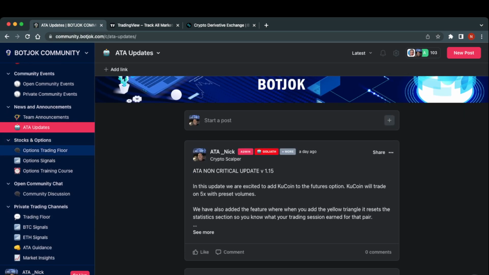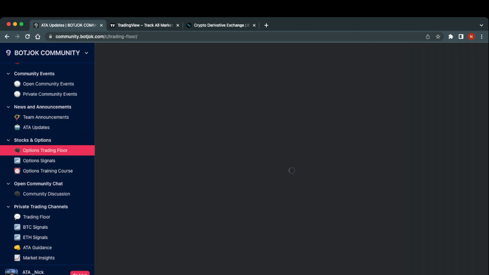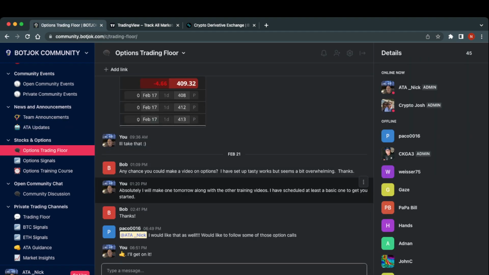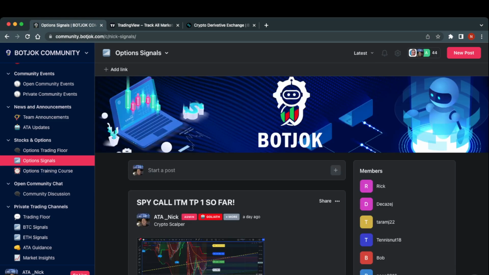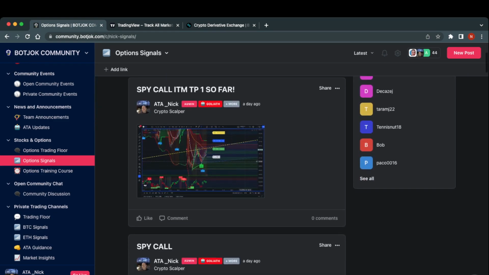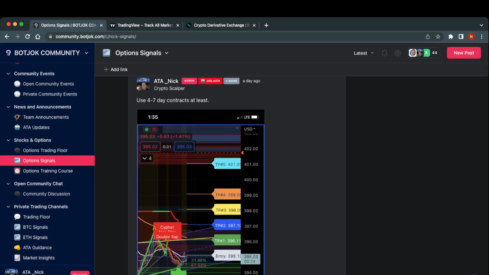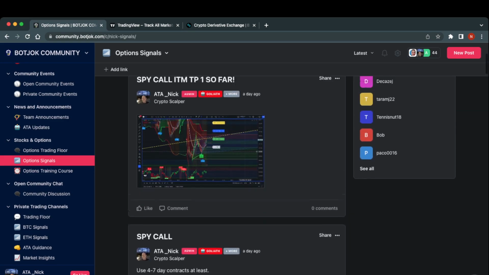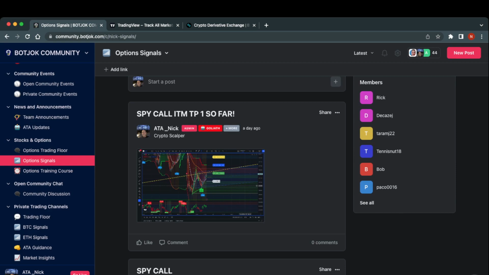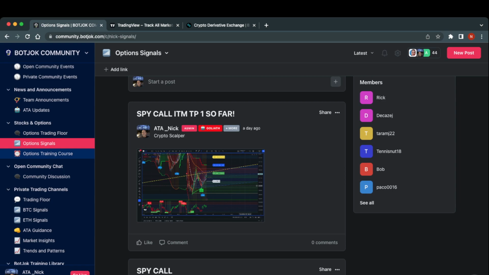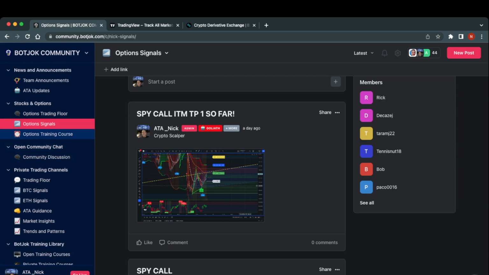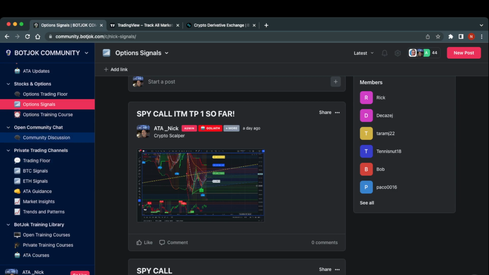We do offer stocks and options trading. Options trading floor is where we will discuss all of our options trading. Options signals is where we will actually give out our signals. You can see here, this is the type of call that will come. It will tell you where to take your profits. And when we do hit our profit, we will talk about ITM, which is in the money. In here, we will have options trading courses. We are still working on building this one, but it will be available shortly.